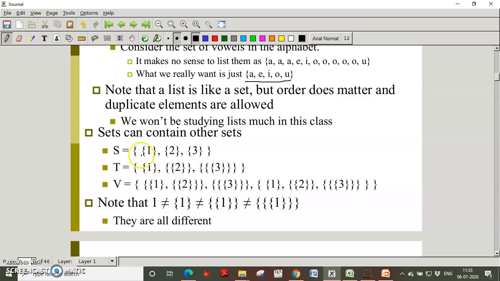We have also taken some other examples of sets. S contains {1}, {2}, {3}, and this is also an example of a set. Here in T, we have taken 1 with curly brackets inside, 2 with curly brackets inside, 3 with curly brackets inside. When we apply curly brackets to different elements, they are all distinct, not the same. So if I write 1, {1}, {{1}}, all the elements are distinct.